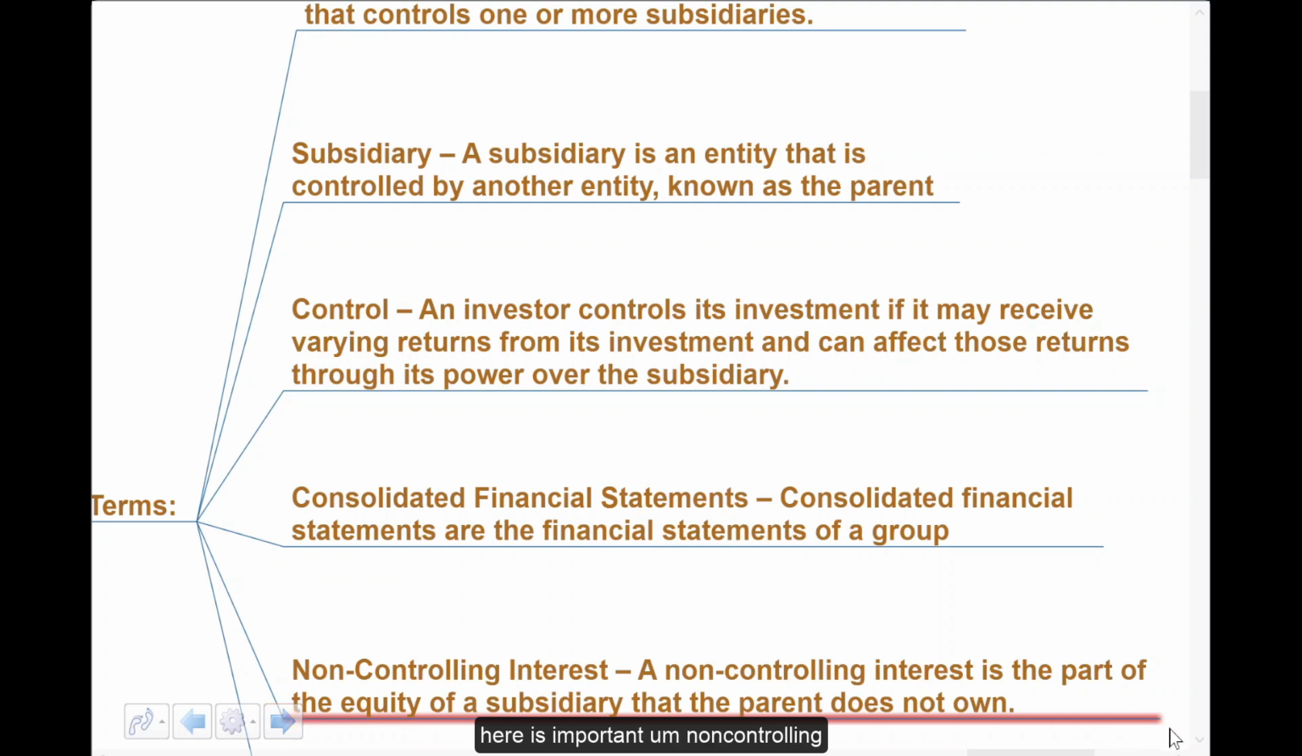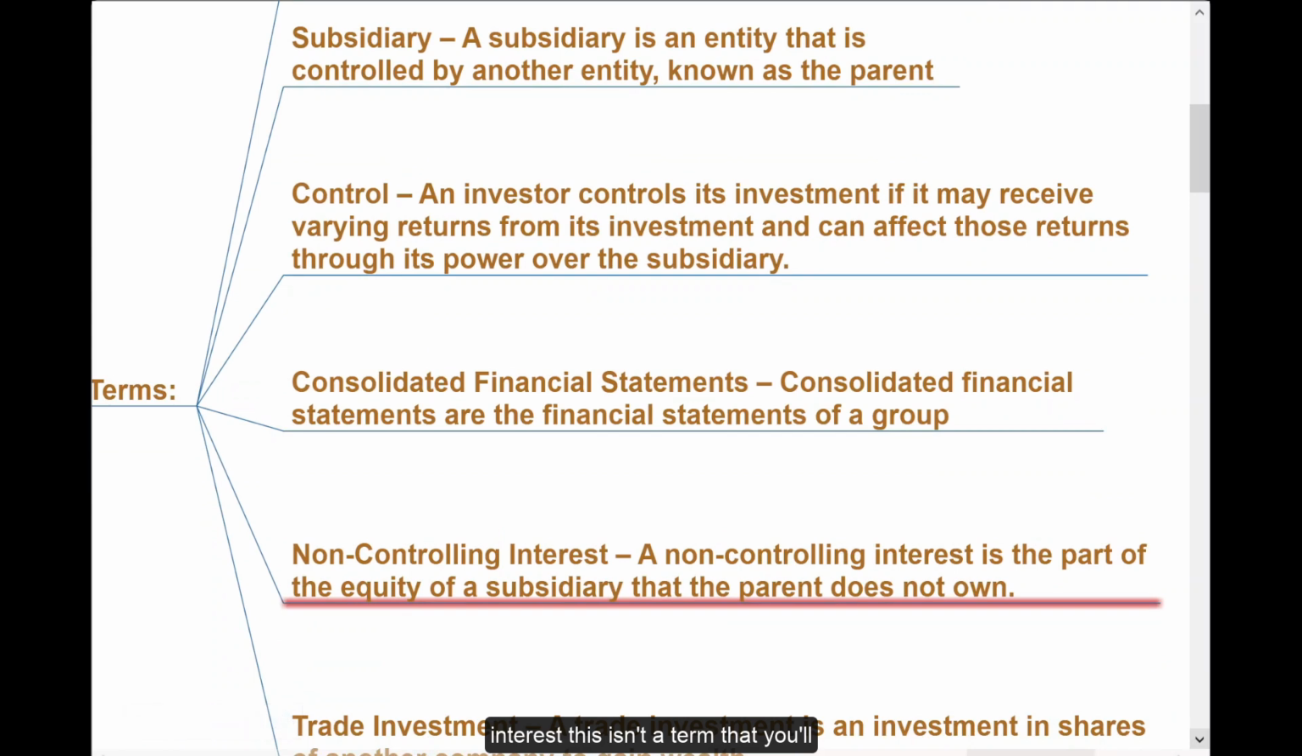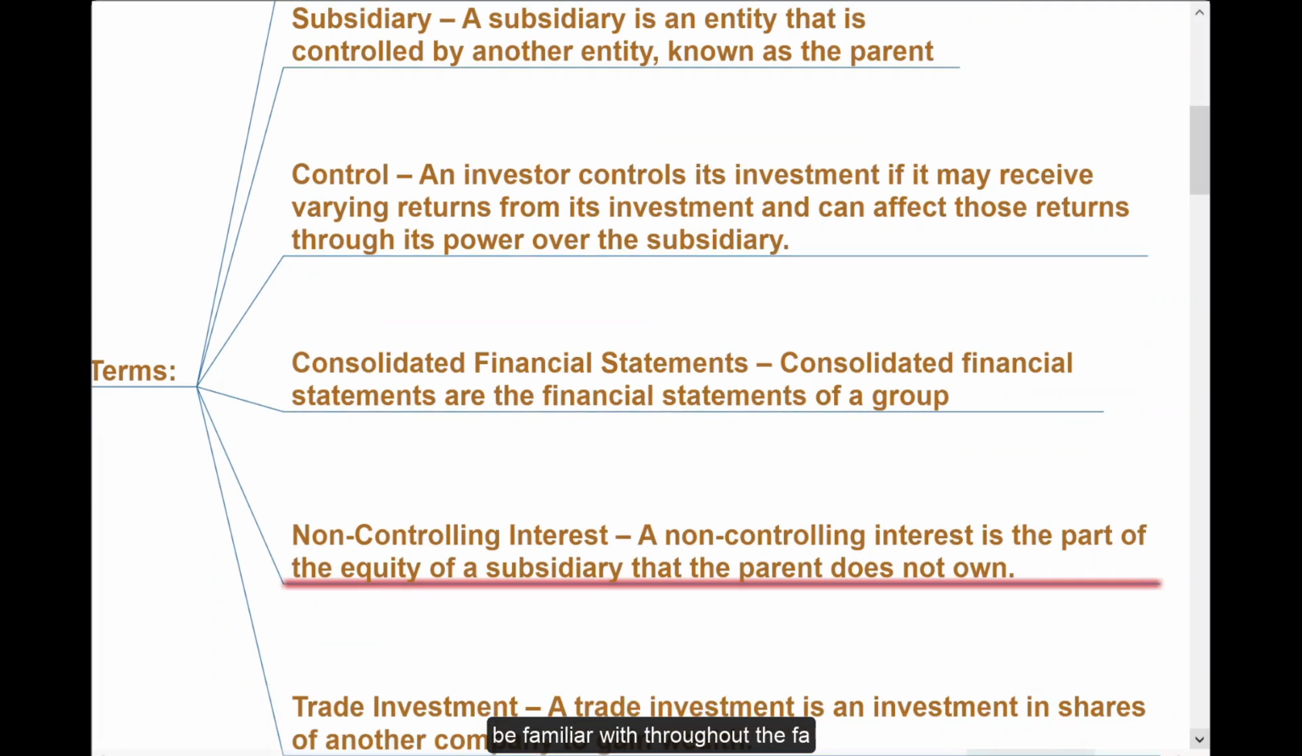Next area here is important. Non-controlling interest. This isn't a term that you'll be familiar with throughout the FA course. In essence, what we mean by this is the element of shareholding that the parent company or holding company does not control. On a simple level, let's say that we have an 80% holding of ordinary shares in company B by company A, then 20% is the non-controlling interest.